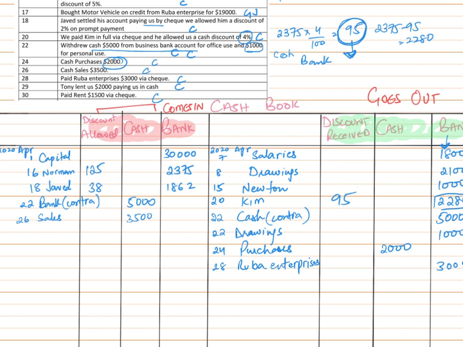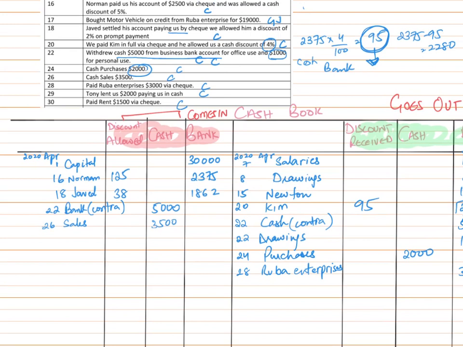On 29th, that transaction would also go in the cash book. It says Tony lent us 2,000, paying us in cash. So we are receiving money from Tony, as he's giving us a loan. We are getting cash, so we're going to write 2,000 in this cash column, because we are receiving cash, and since cash is getting debited, what's getting credited? We'll have to write loan from Tony.